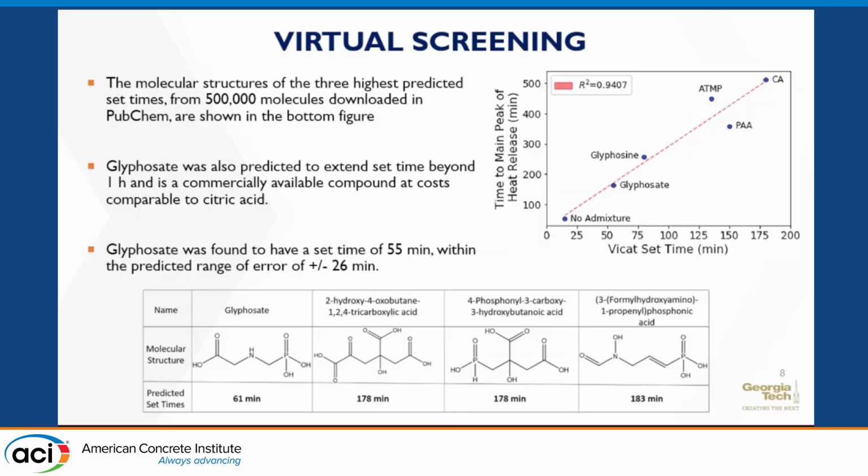The example I'm giving here is glyphosate. We identified glyphosate as a suitable CSA retarder because we predicted it can extend CSA set time beyond an hour. Then we validated this in the lab with Vicat measurements. Also, we did some calorimetry, and we realized that Vicat set time correlated really strongly with time to main peak of heat release in CSA cements.